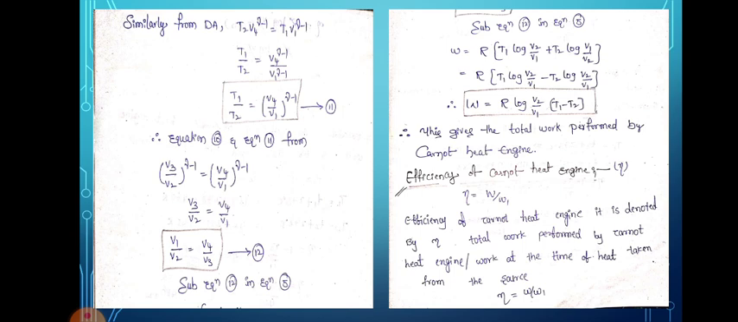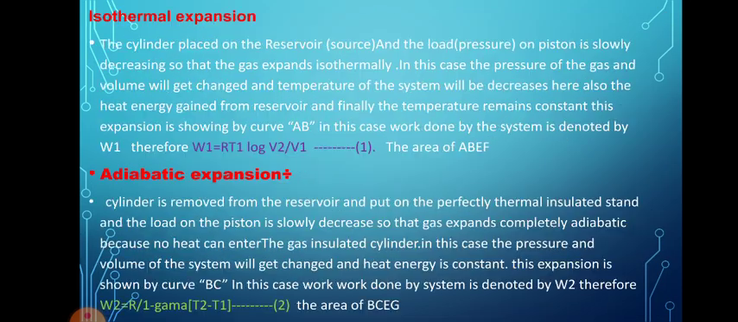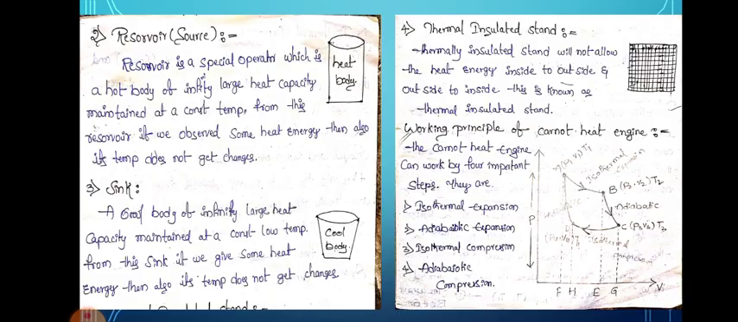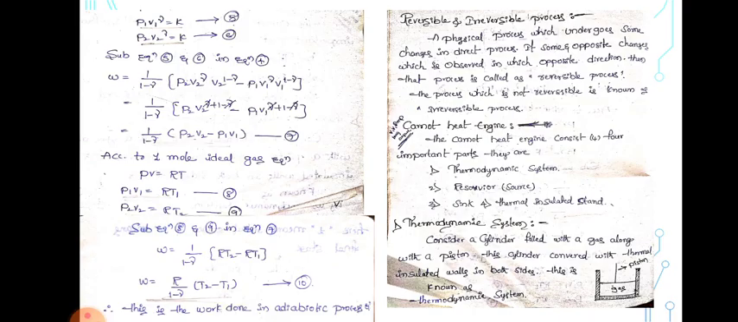And now the efficiency of the Carnot heat engine. I will again explain the Carnot heat engine. The Carnot heat engine consists of four important parts. The first one is the thermodynamic system, the second is the reservoir, the third one is the sink, and the fourth one is the thermal insulated stand.